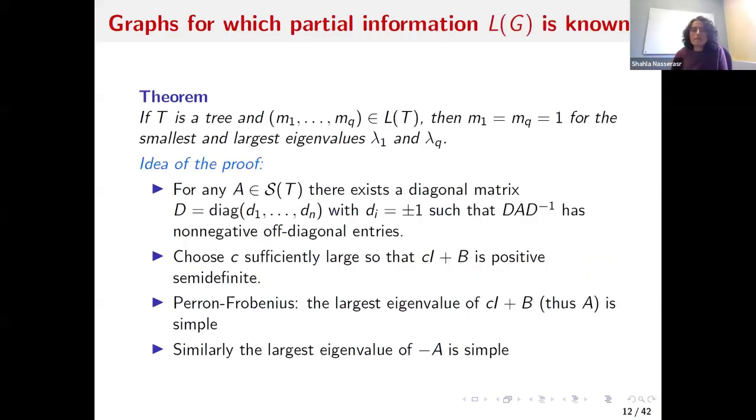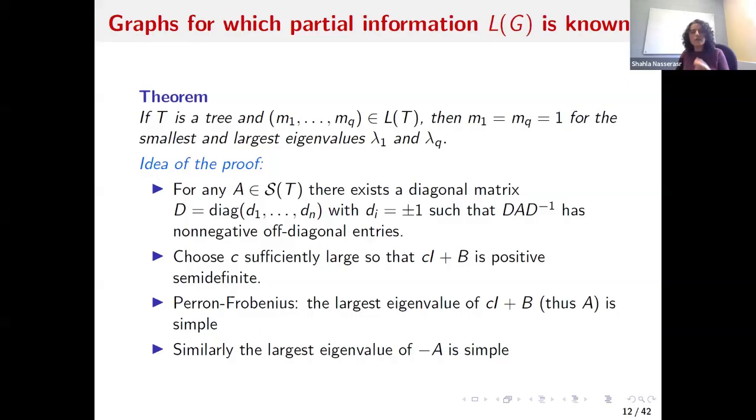Finding L of G for a given graph G can be quite difficult. So we can reduce the question to, can we find some individual multiplicity lists, which also can be difficult. I'll talk about that in a minute. But we can also reduce the question even further and say, can we give partial information about the multiplicity lists of graphs? In the case of trees, we know some answers, such as it's known that if lambda 1 to lambda q are the eigenvalues of a matrix corresponding to a tree, then the smallest and largest eigenvalue must be simple. The proof for this is quite nice, so I've highlighted it here.